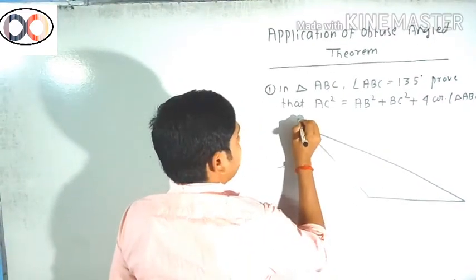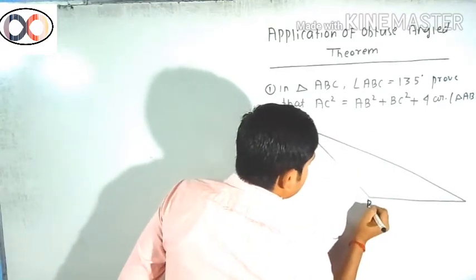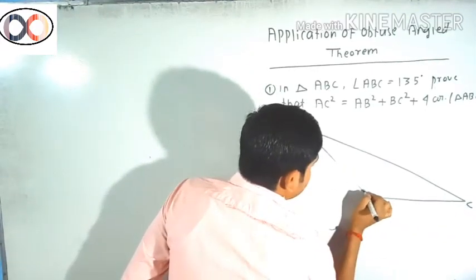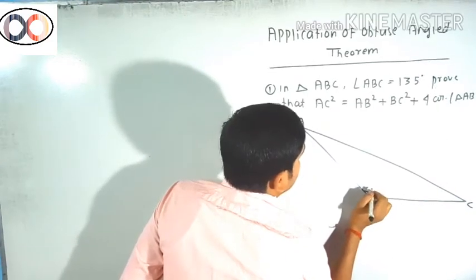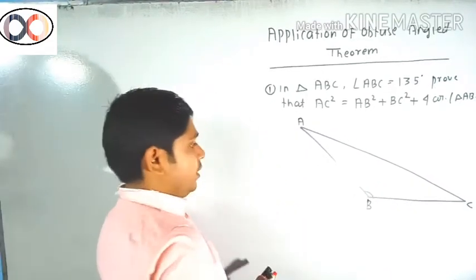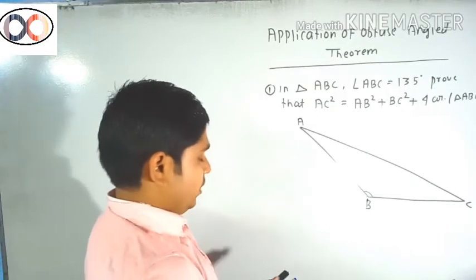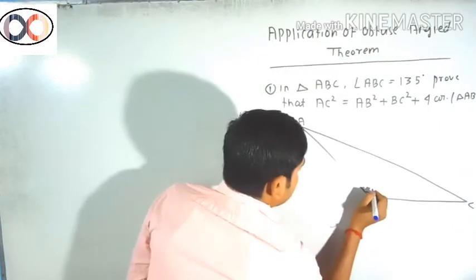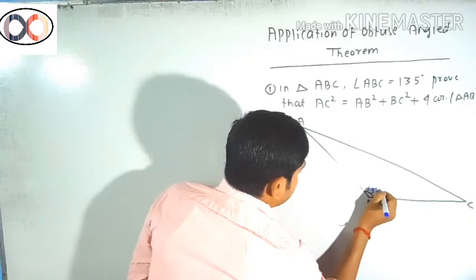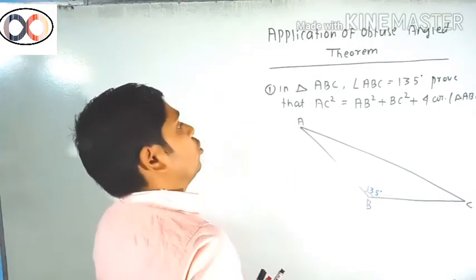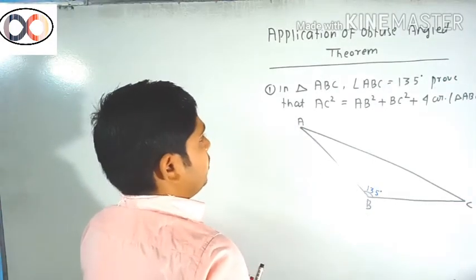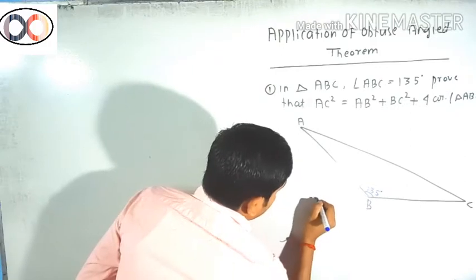Here is A, here is B, and here is C, and this is the 135 degree angle. Then we try to remember the concept of the obtuse angle theorem. We will have to draw a perpendicular here.